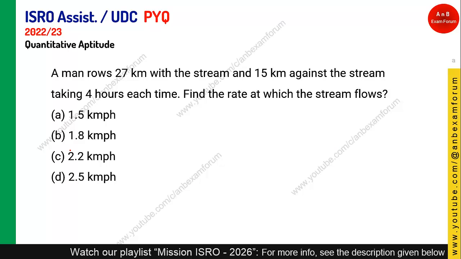Okay, the next question. A man rode 27 kilometer with the stream and 15 kilometer against the stream. So again, we have seen the third question from boat and stream. Let's solve it. With the stream means what? It is downstream. So downstream is B plus S. It is 27 kilometer, it is taking 4 hours, so divided by 4.